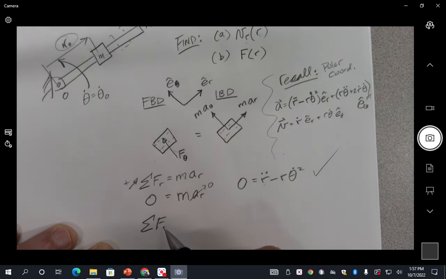Still not liking this one. Okay. The sum of the forces in the theta direction is going to be mass times acceleration in the theta direction.